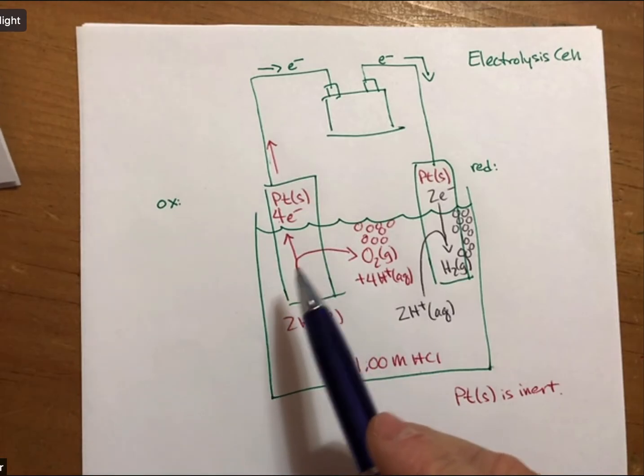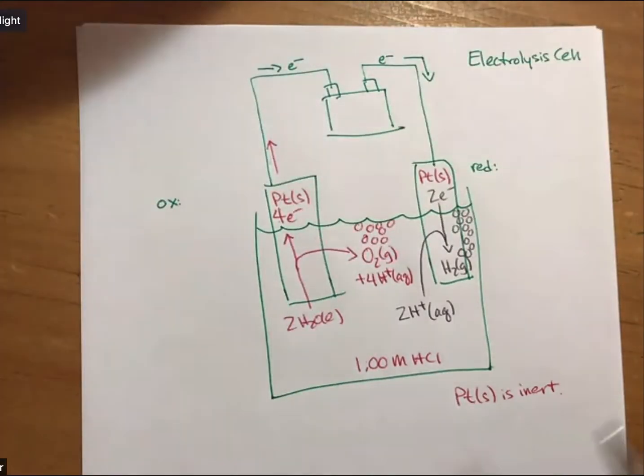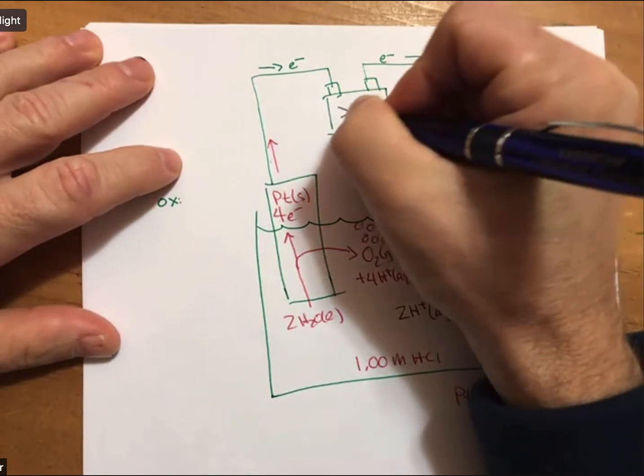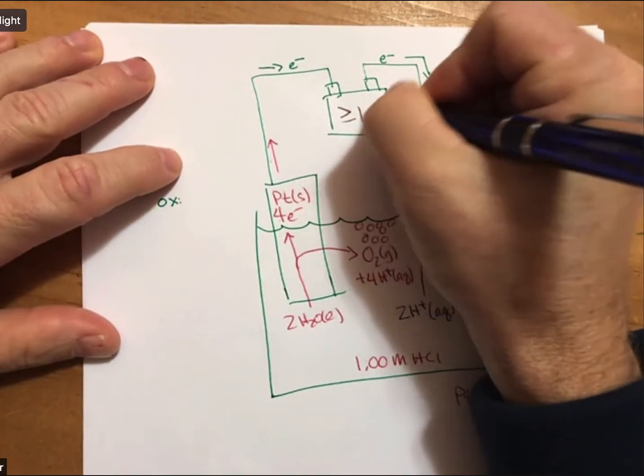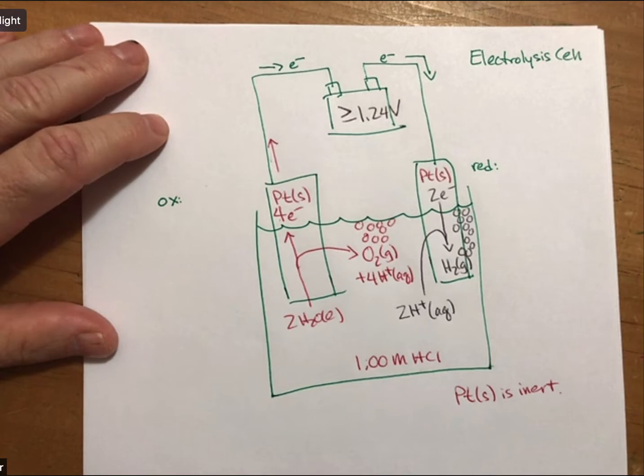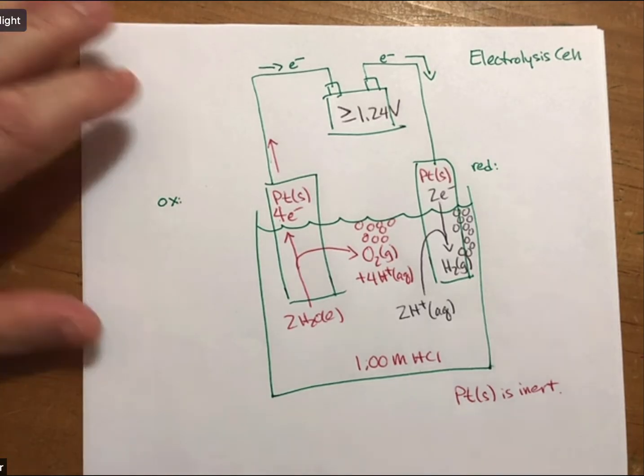And it doesn't say it, but the last thing we need is to put for this power supply that it has to be greater than or equal to 1.24 volts. That is a lovely, complete picture of an electrolysis cell. Any questions about it?